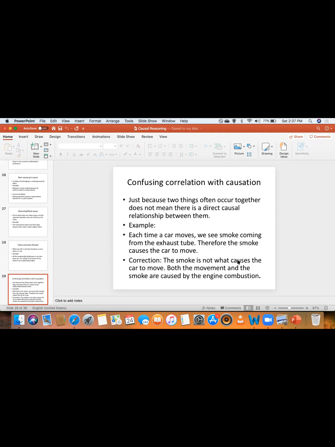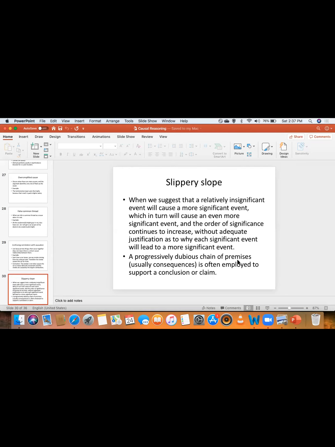Then we have confusing correlation with causation. The fact that two things always happen together doesn't always mean that one of them is causing the other. So that's confusing correlation with causation. And then we have slippery slope, to argue that if something happens, then it will lead to a more serious thing, and that one will lead to another thing that is more serious, and the order of seriousness will continue to increase without any justification. That will be a slippery slope argument.